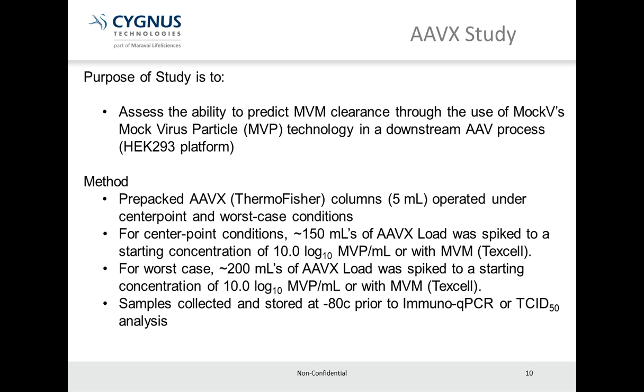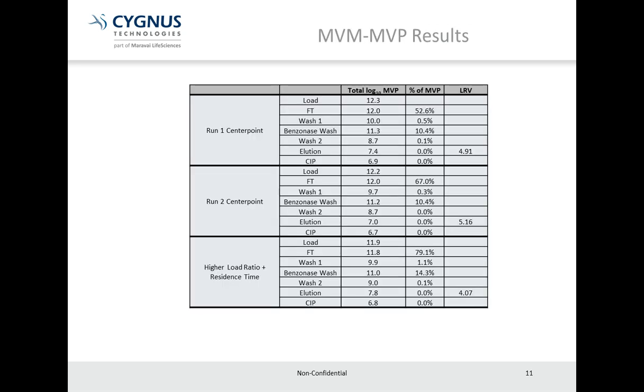So columns were provided to us, and we operated our steps at either center point conditions or worst case. And the loads for either of these runs were spiked to a starting concentration of 10 to the 10 MVP particles per mil, or with MVM according to TechCell standard procedures. TechCell was the CRO that we used for the MVM portion of the study. So after performing all of the spiking runs at either center point or worst case conditions, we stored samples and analyzed the MVP samples via the immuno-qPCR assay or the MVM particles with the plaque TCID50 based assay.